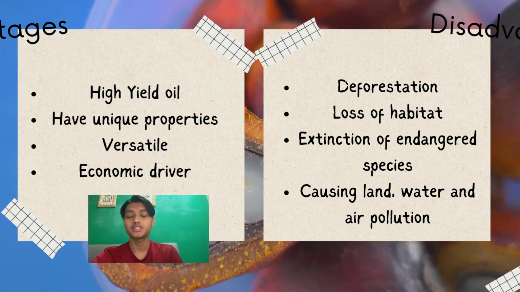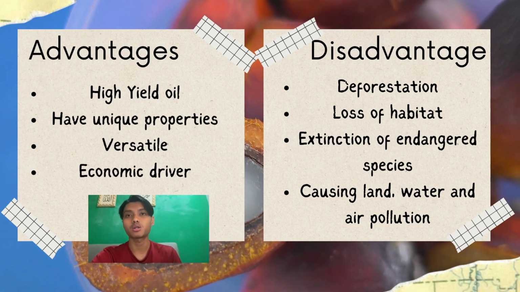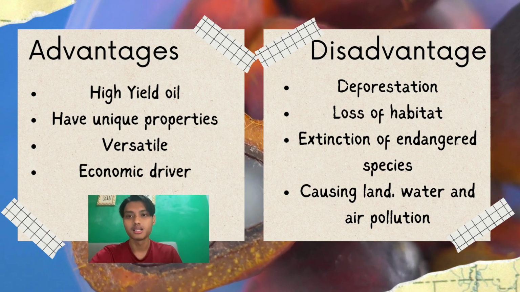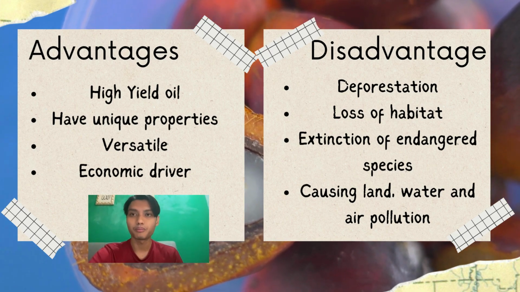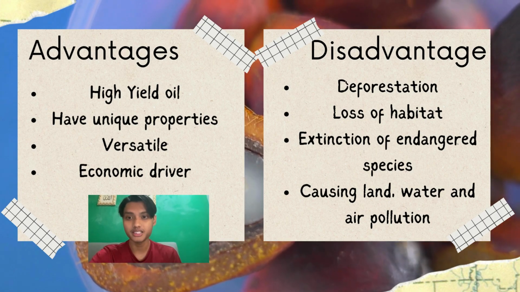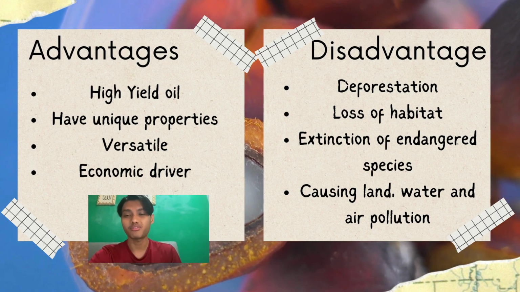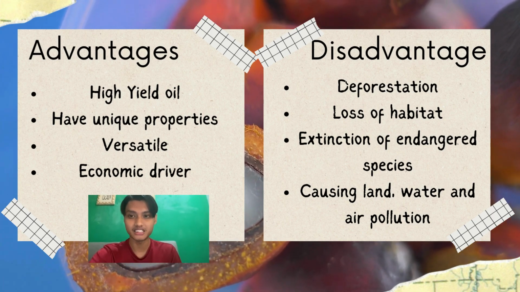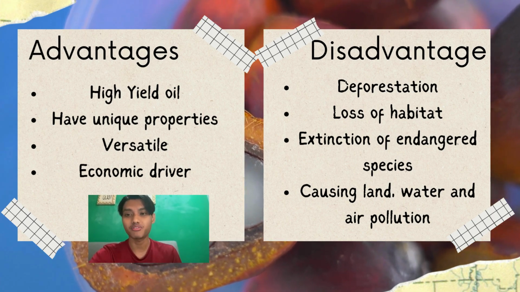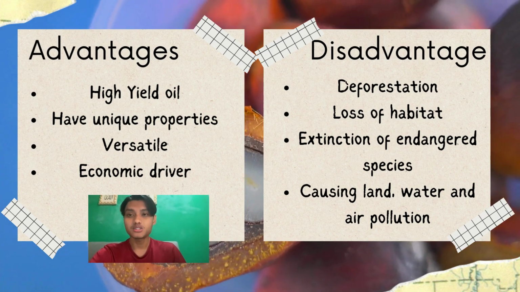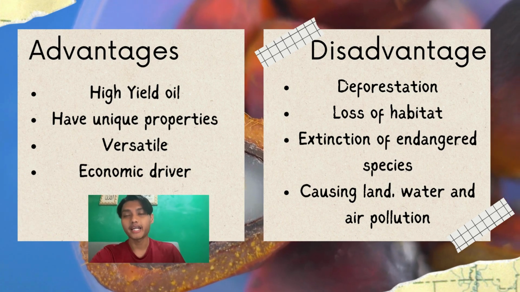So the disadvantage of palm oil is not of the oil itself, but how we gain the oil. In order to plant the palm trees, it causes deforestation and causes the loss of habitat of endangered species. This leads to the extinction of endangered species such as the Malayan tiger and Malayan tapir. This also causes land, water, and air pollution.